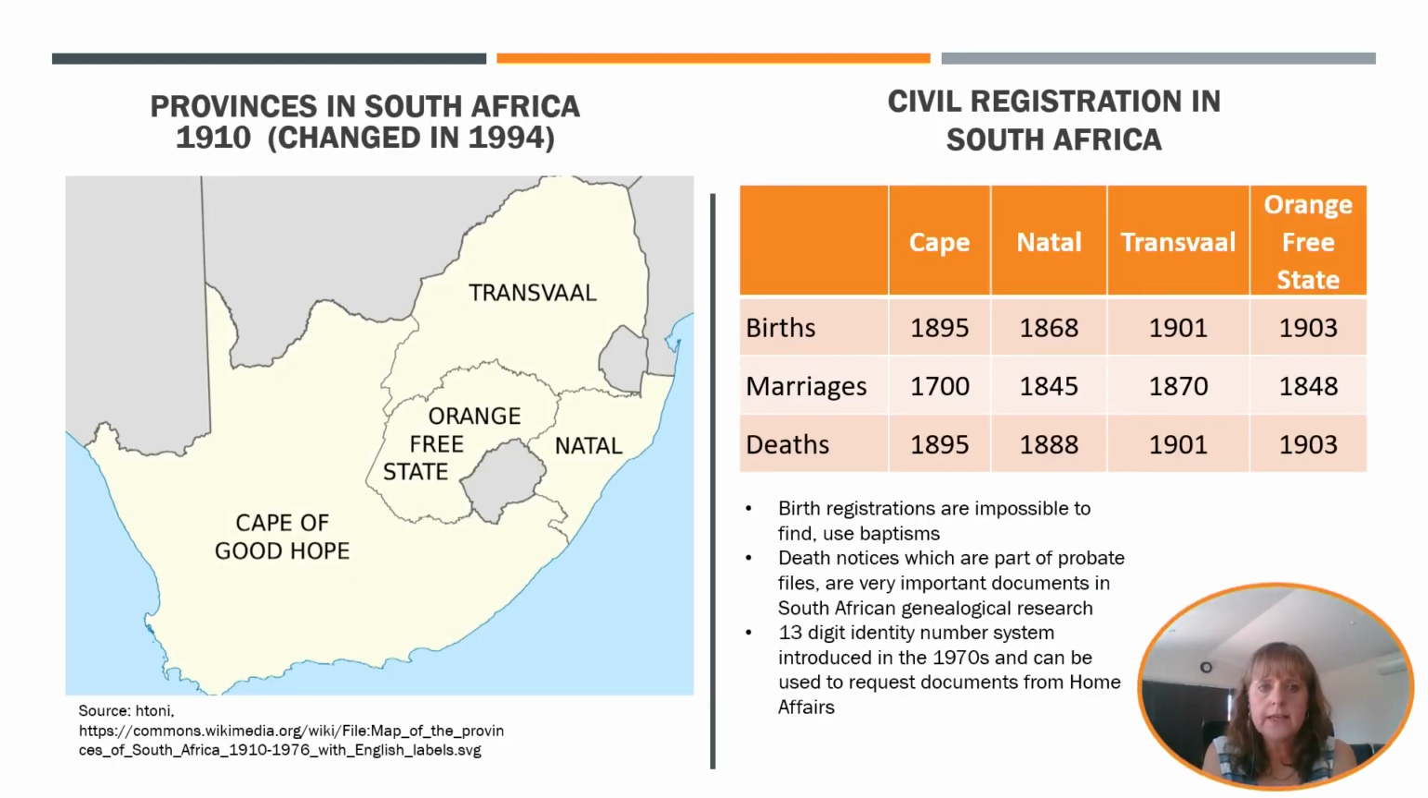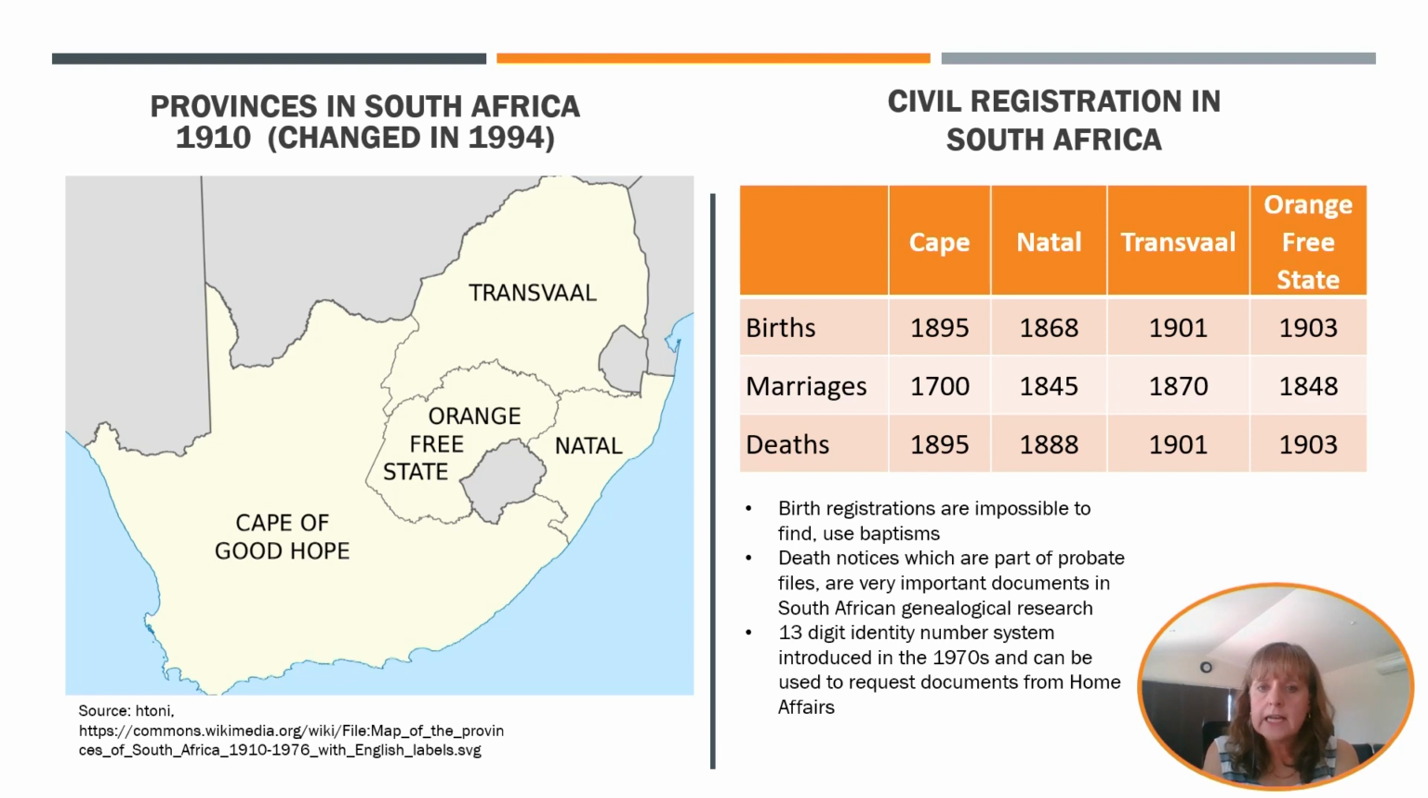This slide contains basic information needed for South African research. On the left-hand side, you'll see a map of the provinces of South Africa as they came into being in 1910, with the unification of the Cape Colony, the Orange River Colony, the Natal Colony, and Transvaal. These borders stayed the same until significant changes in 1994. The original provinces are important for our research since the collections on FamilySearch, as well as the depots of the National Archives, are based on these provinces.